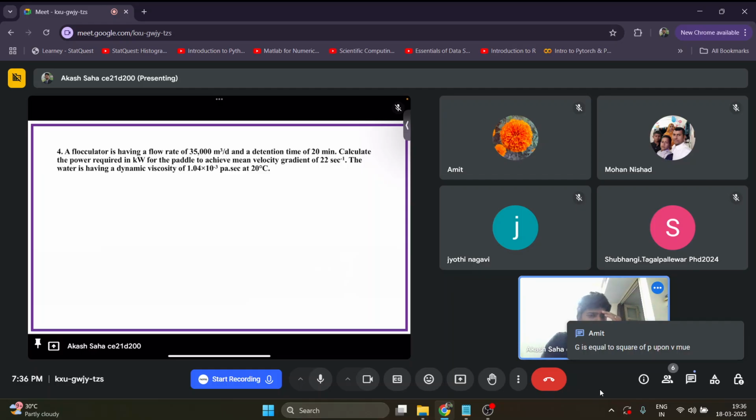G equal to square root of P upon V mu. That is true, not square, square root. So if you want to try, please try and let me know the answer. I will wait for a minute. Just tell me the final value in kilowatts. The answer we need is in kilowatts, not in watts.